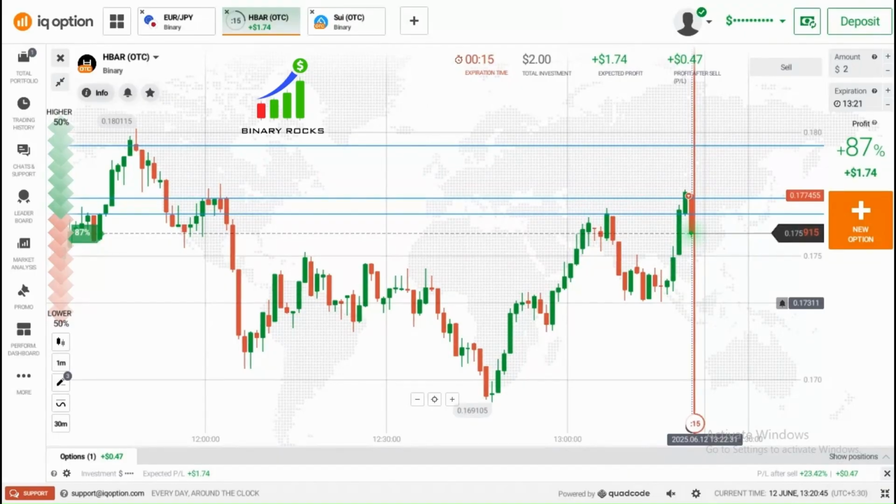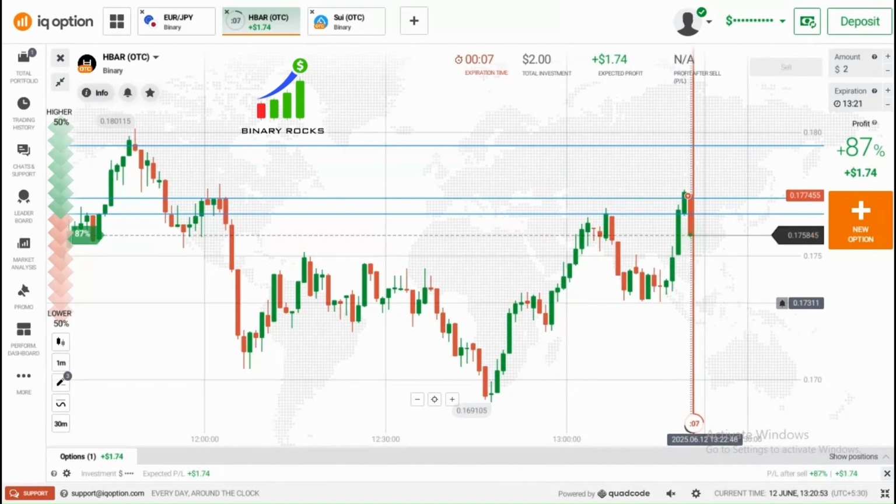See, here I have gone with sellers. Why? There is a strong level on the left side where there was a strong selling candle previously. So as of now, I can easily go with sellers.